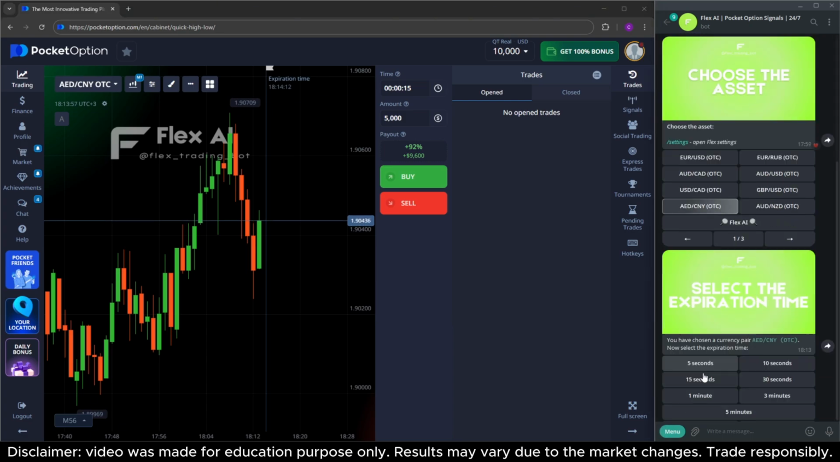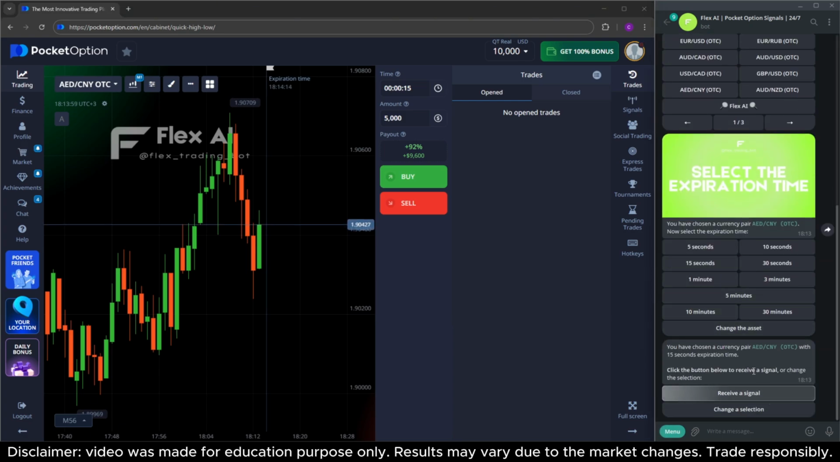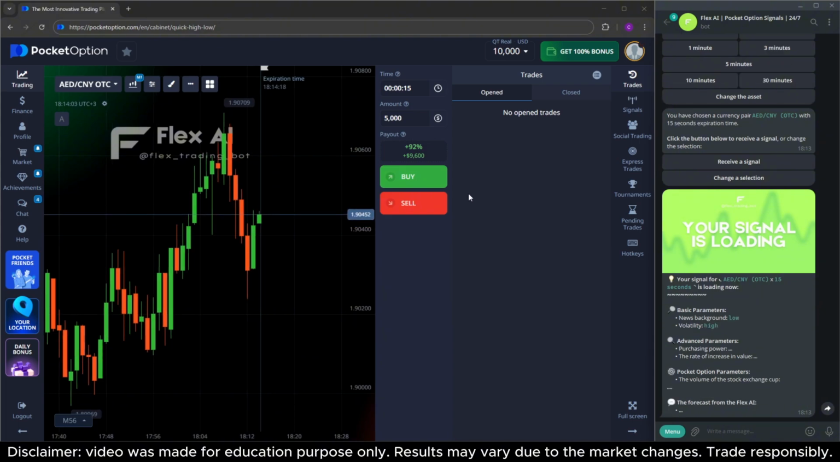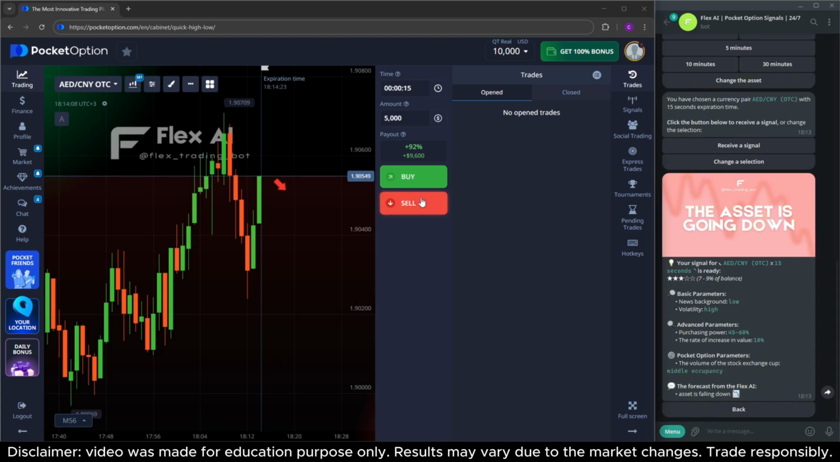Today, we will see how much we can earn by trading with the help of FlexBot. To begin with, we set the time of the transaction, the amount of the bet, and select a currency pair, after which we open a transaction.